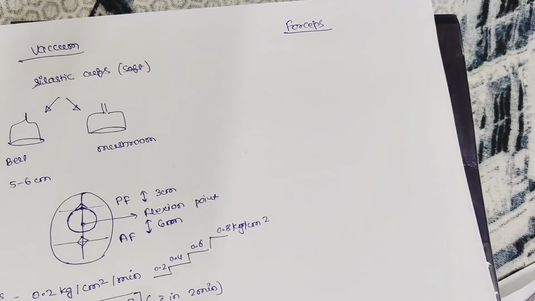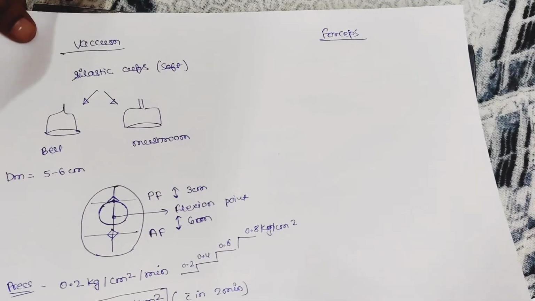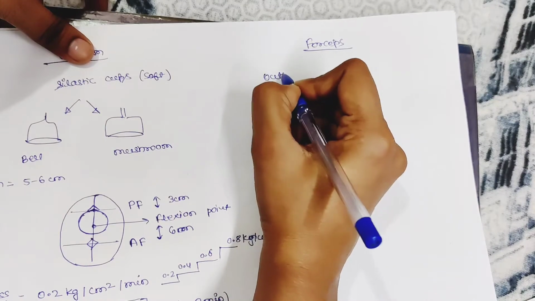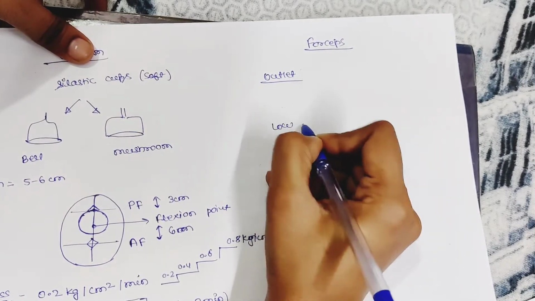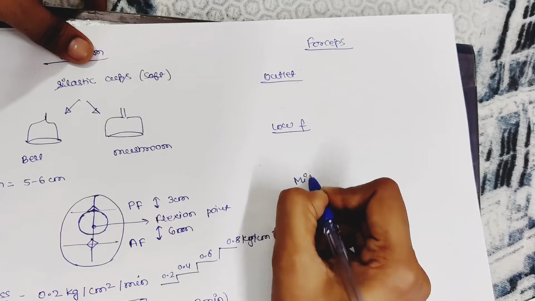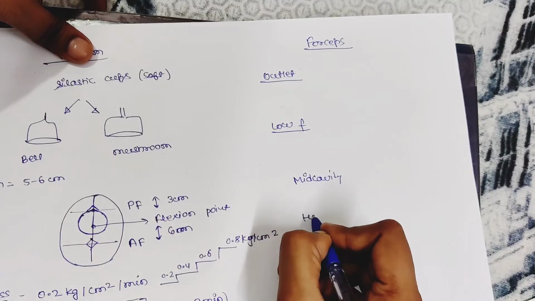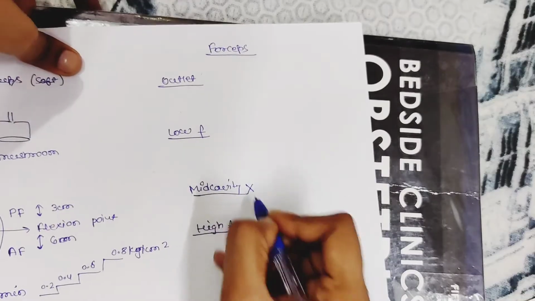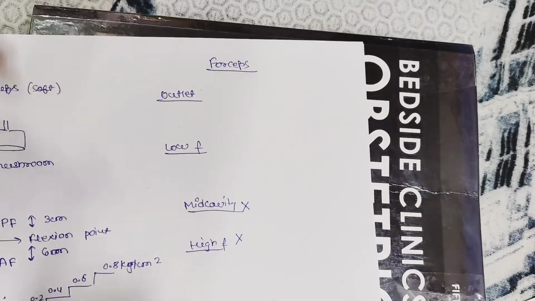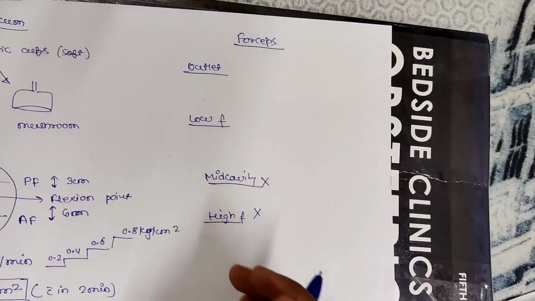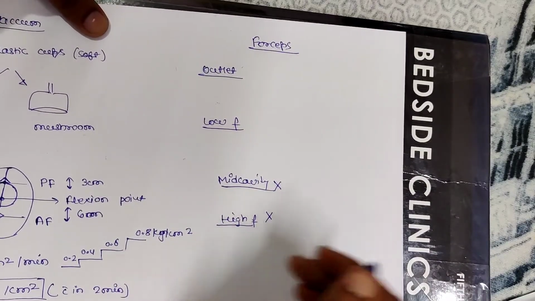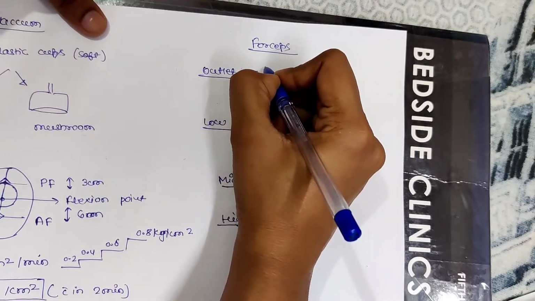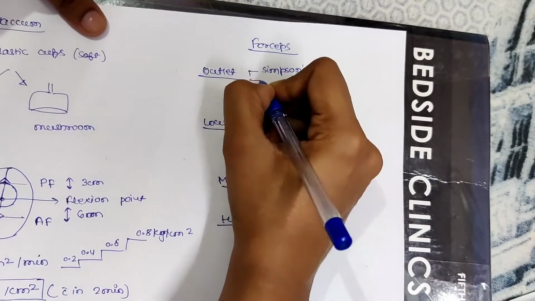Now forceps. We have 3 or 4 types of forceps, but not all are used now. Let's discuss something about forceps. Forceps can be outlet forceps, low forceps, mid cavity, or high forceps. Mid cavity and high forceps are not used now. Now we use only outlet and sometimes low forceps. Examples of outlet forceps are Simpson's forceps and Wrigley's forceps.